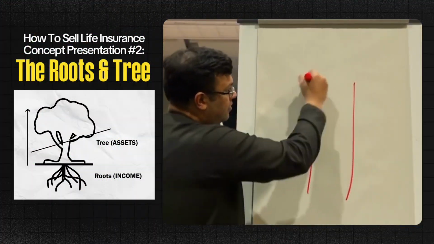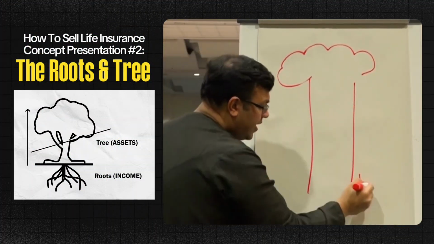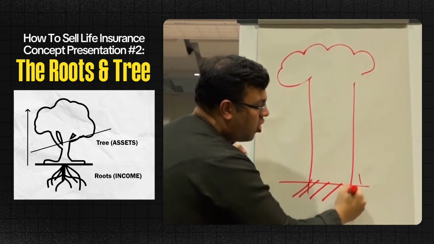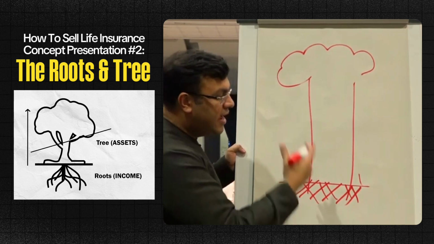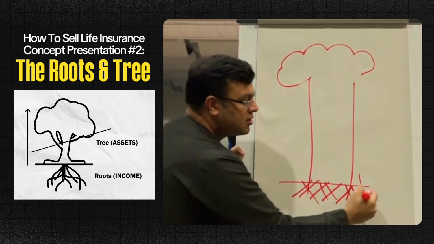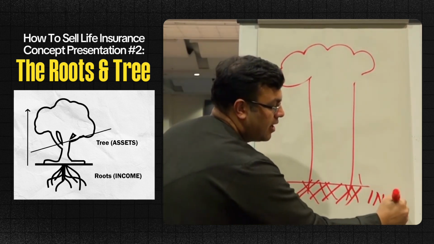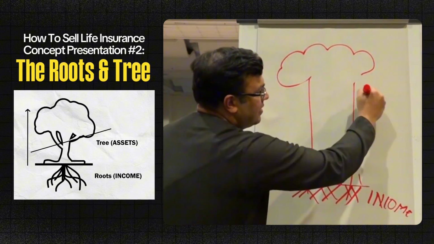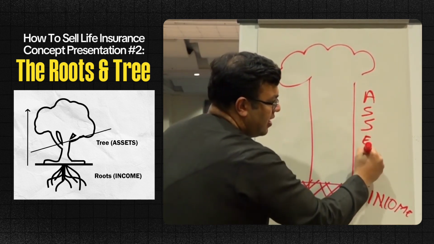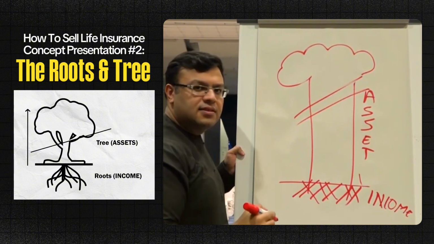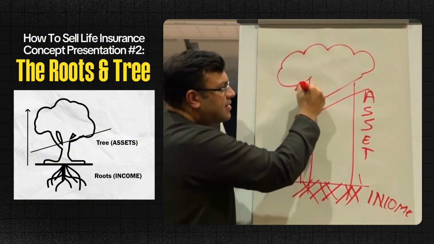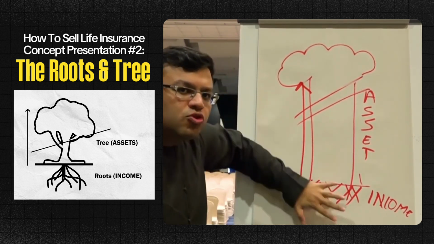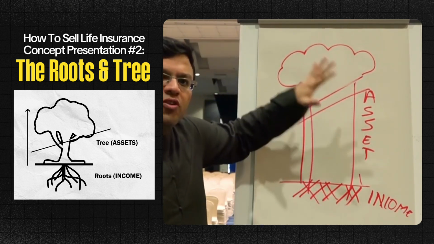We build a tree, and a tree is strong based on its roots. The stronger the roots, the stronger the tree. In the world of finance, your roots is your income, and your tree is an asset. If you lose your assets, it does not matter as long as the roots remain. The roots will build the assets again. But if you lose your roots, you will lose your assets.